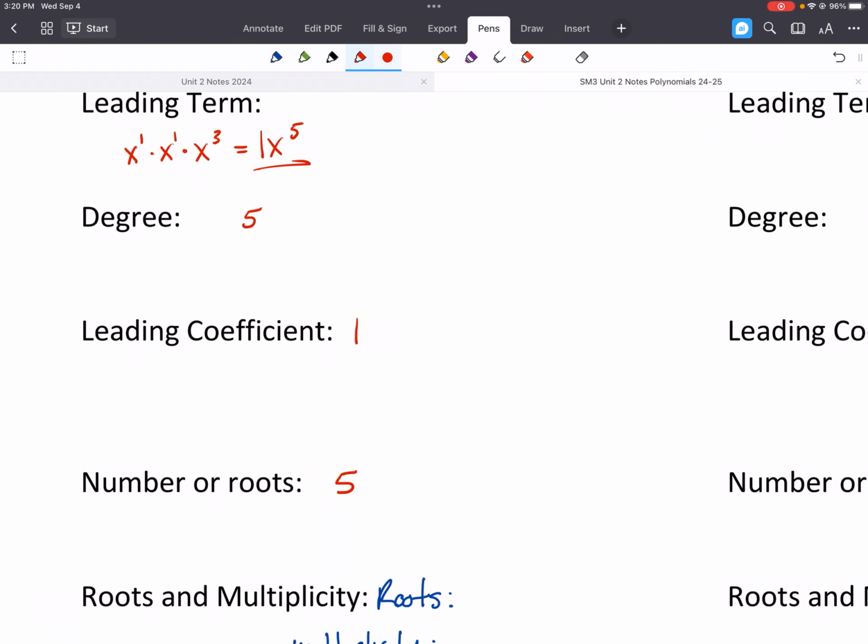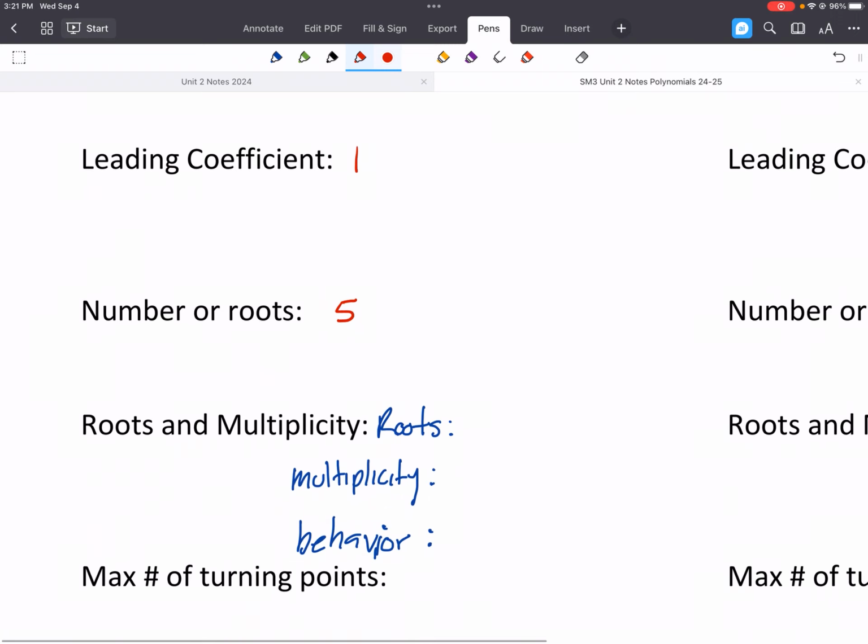Again, those roots could be real. They could be complex. So again, I would mention this in the starter, that all x-intercepts are roots, but not all roots are x-intercepts, because some of your roots could be complex, and that's like with quadratics, where the parabola doesn't cross the x-axis. Okay. All right. Roots and multiplicity.